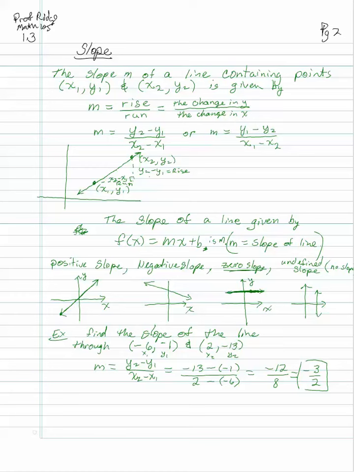Now another thing I would do for just a rough check, not to scale completely: negative 6, negative 1 would be right about there. 2, negative 13 would be right about there, and I could see that that's a negative slope. So I would be satisfied that, okay, at least I got the sign right. So you can do that as a check.